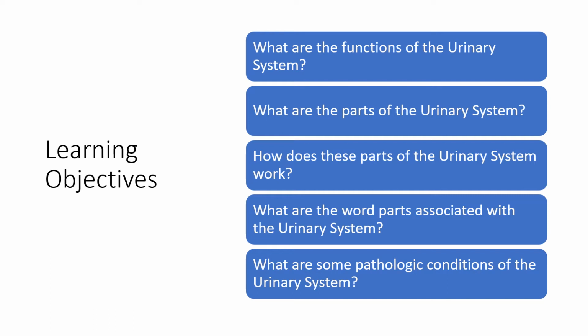We want to learn the function of the urinary system, and we want to learn the different parts and how these parts work together to make up the urinary system. We want to learn about the different word parts associated with the urinary system. This would be the prefixes, combining forms, and suffixes. And then we want to look at some of the pathologic conditions of the urinary system.